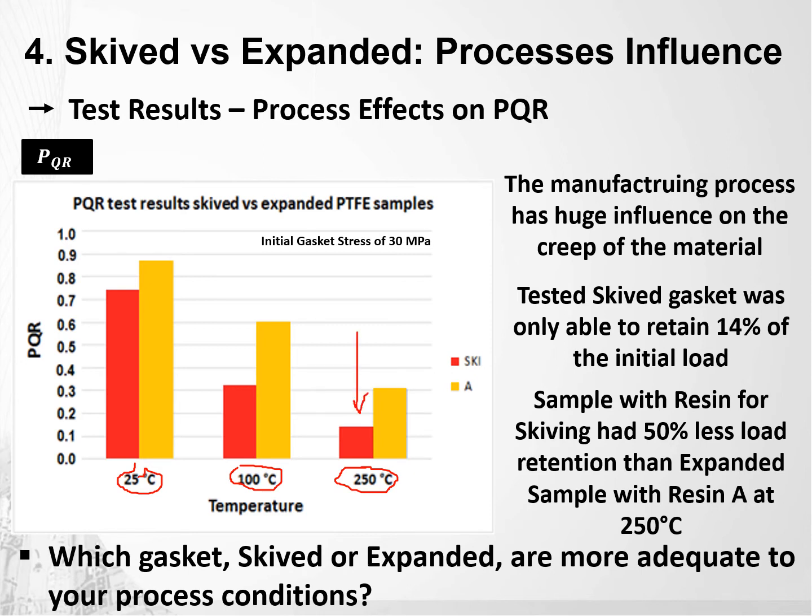The skived gasket was only able to retain 14% of the initial load. This is a very poor test result. Since 86% of the load applied on the gasket was gone due to creep, it is not hard to see that the chances of having leakage here are considerable. So after seeing this, what gasket, skived or expanded, are more adequate to your process conditions?